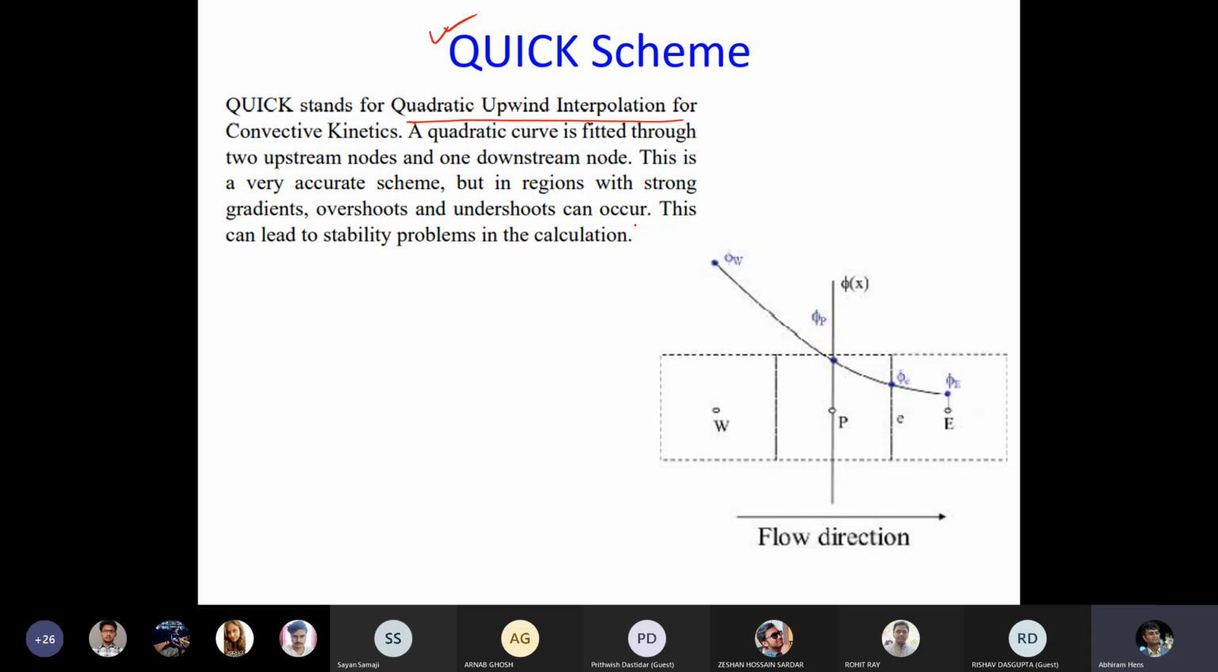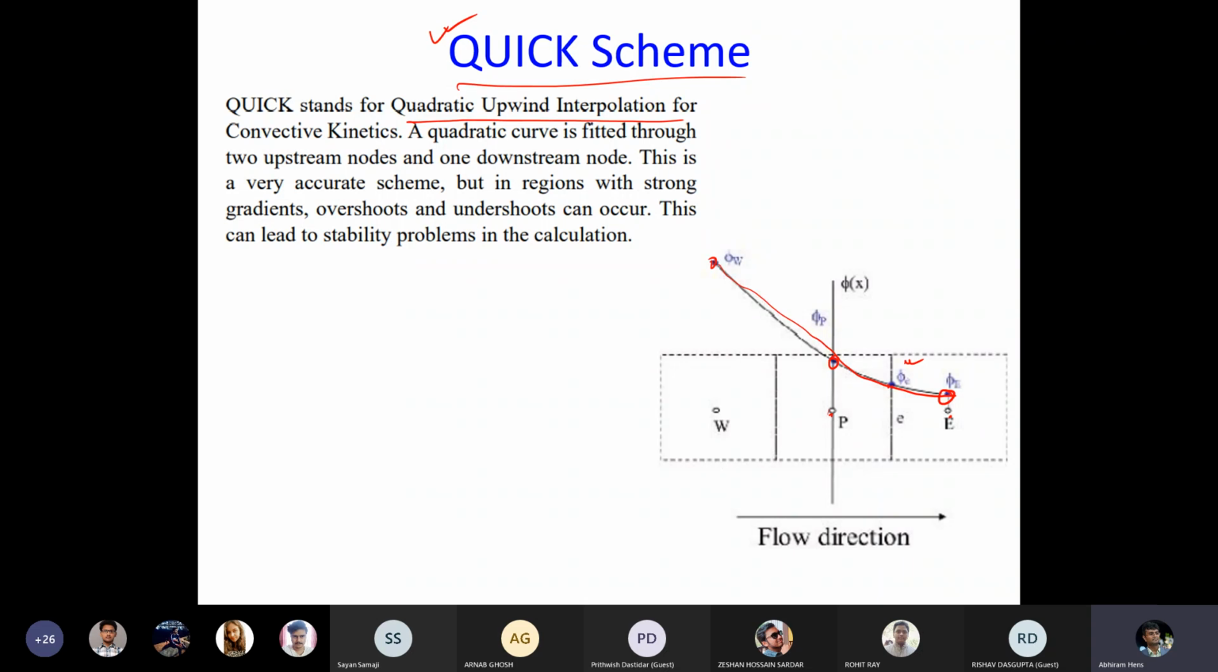So this is a quadratic curve. What it is considering is that this is your P point, this is the E point, this is the W point. You take all these three points, the values at this point, this point and this point, and then you fit a quadratic curve like this, and that quadratic curve will cross this face at a particular value of phi. That will be considered as the phi e value in this scheme. So this is much more accurate. It was found that this is much more accurate. So in the QUICK scheme, you will see that it is given.